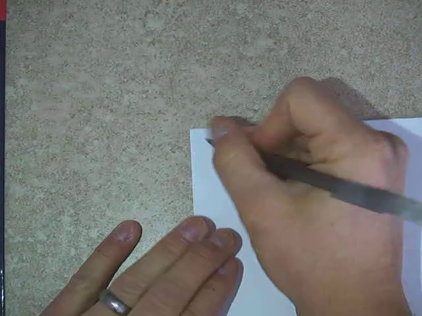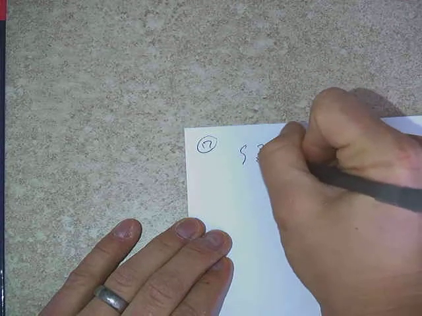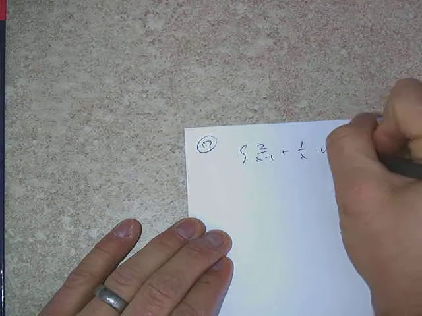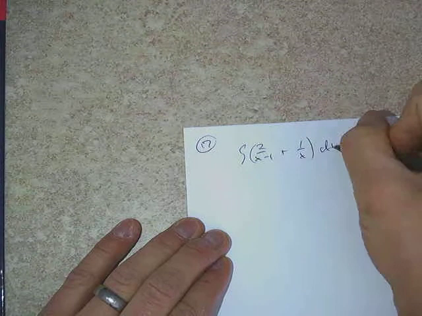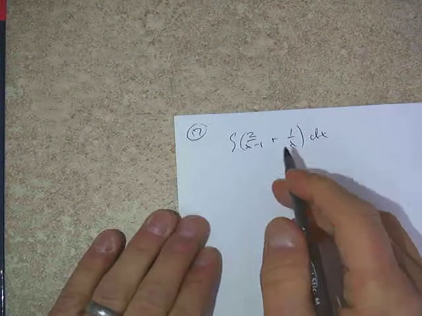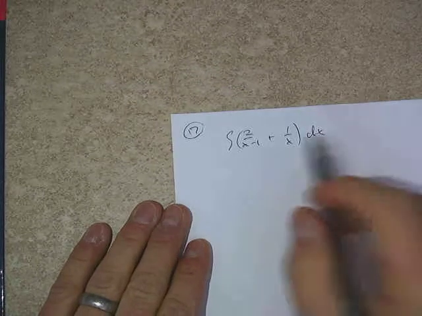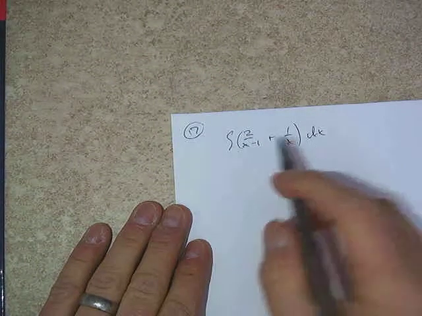And 17, we have the integral of 2 over x minus 1 plus x dx. So recognizing here that if we were to rewrite this as a power function, it would be x to the negative 1, which would indicate that it's a natural log problem. The other thing we can recognize is we have a 2 here, which is a constant multiple.